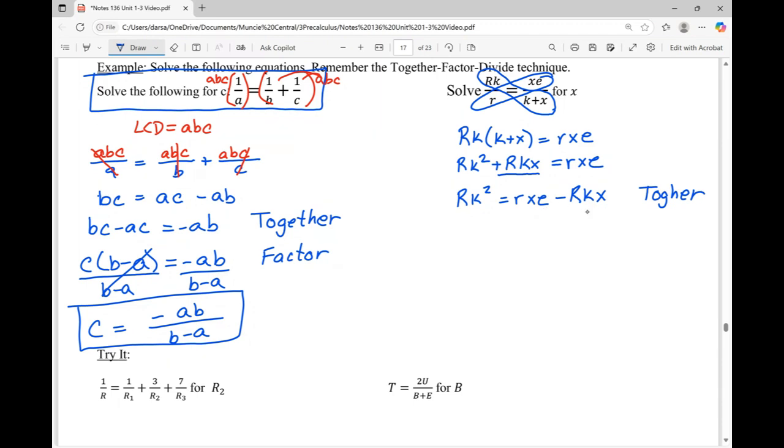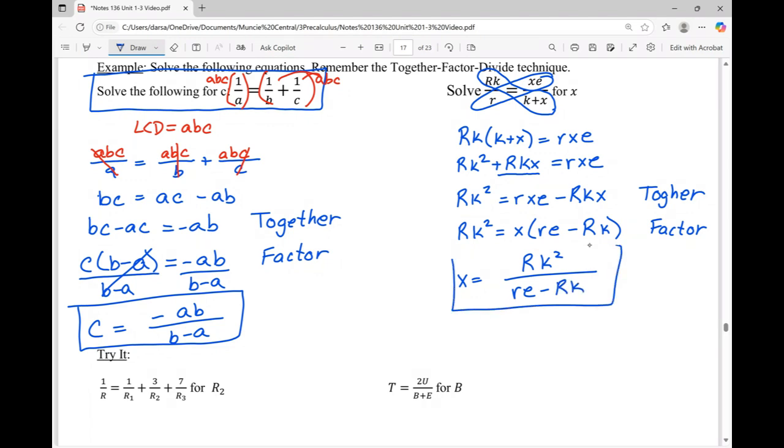Once we have all of the x's together on one side of the equation, how do we go from multiple terms down to one? Well, what's common in both of these is the letter x. So that's what we're going to use to factor out. So we're going to factor out the letter x, and that'll give me x times little r e minus big R k. And so that's my factor. To get the x by itself, we're going to divide by that thing in the parentheses. So our final answer will be R k squared over little r e minus big R k. Final answer.